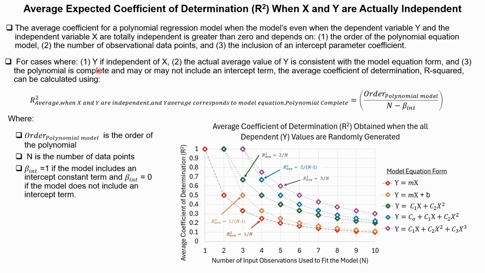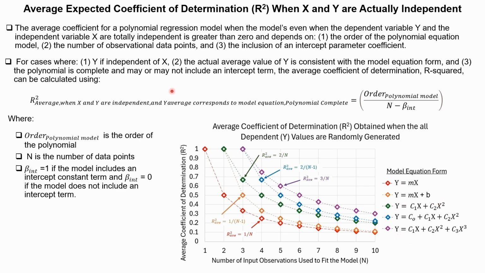For cases where the dependent variable y is totally independent of x, such as when the dependent variable y's are totally randomly generated independently of x. For cases where 3 conditions are all true: first, that the dependent variable y is totally independent of x. The second condition, where the actual average value of the dependent variable y is consistent with a model equation form, such as these equation forms when there is no intercept term, that the average value of these randomly generated dependent terms is 0, and therefore consistent with the model equation forms.